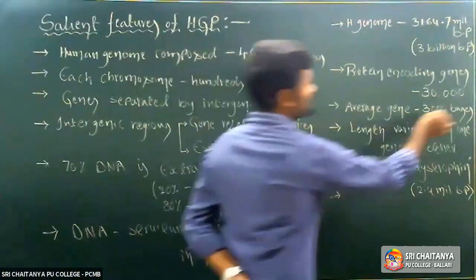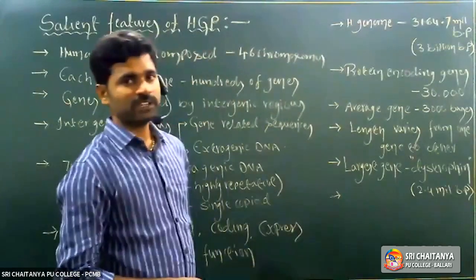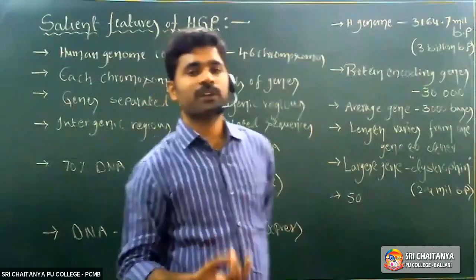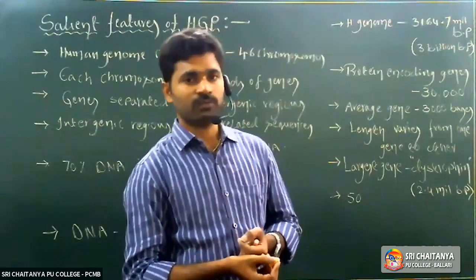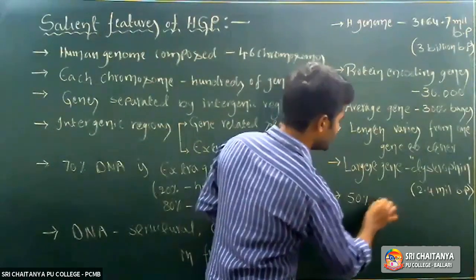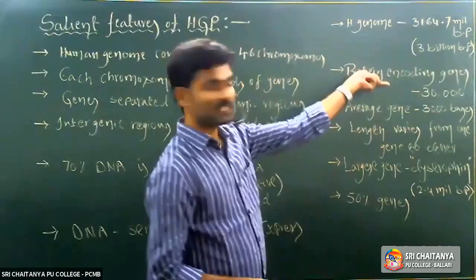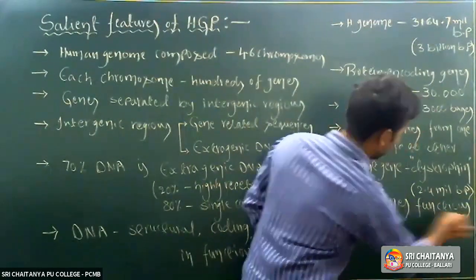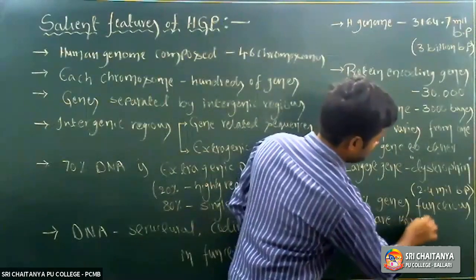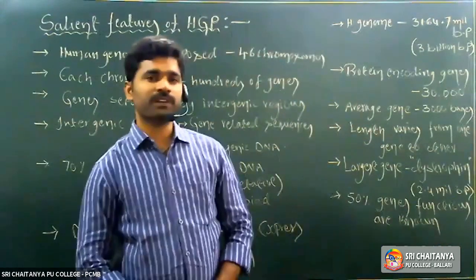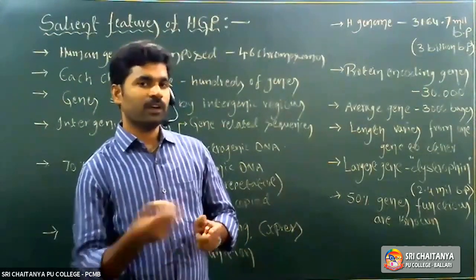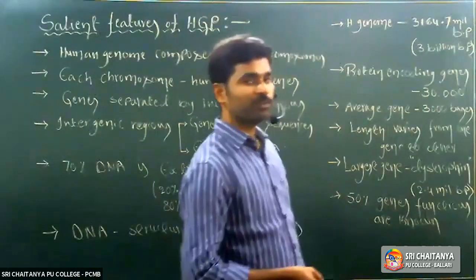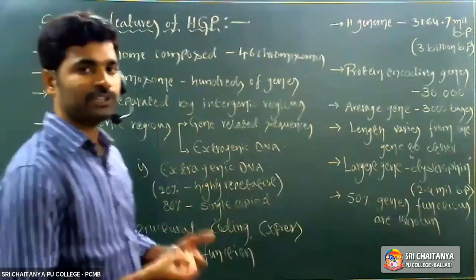Around 30,000 genes are estimated in the Human Genome Project now. In the human genome, 50% of the genes' functions are known, but the remaining 50% of the genes' functions are unknown. Still we need to identify them.